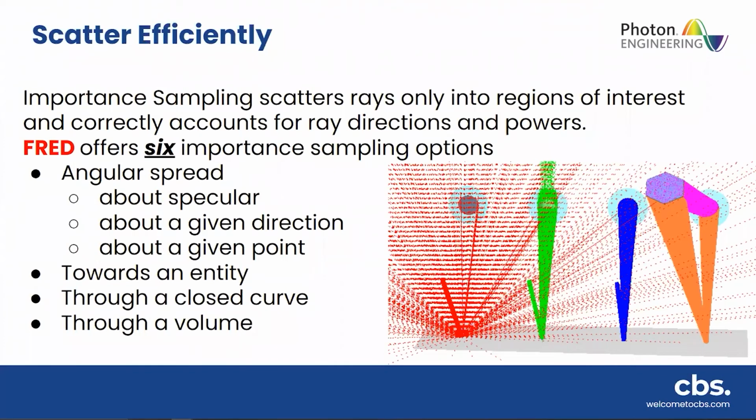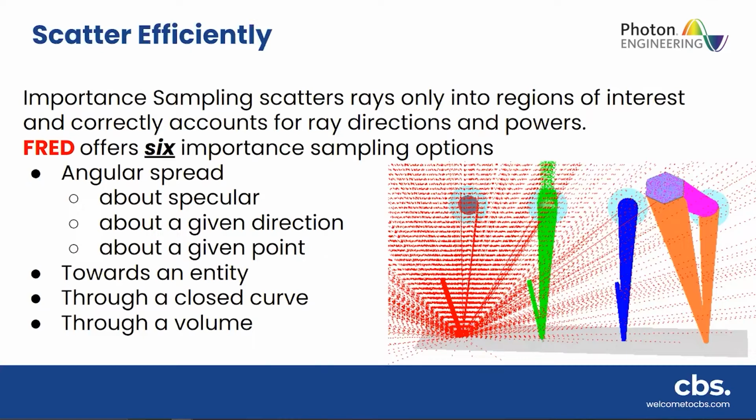In addition to being able to model different types of scatter, Fred is also exceptionally good at efficiently modeling scatter. So importance sampling is something that's used in Fred to make sure that the rays that are scattered go towards regions of interest. And Fred offers 6 different ways of doing this. In other software, you might only see one, but Fred has 6 different ways of doing this. So there's a number of different options to spread light in an angle around some definition. So around a specular ray, around some given point in space, or around a given direction in space. And then there's some other options as well, so we can scatter light towards an entity. So any geometry we've previously defined within Fred, we can use that as a target to actually scatter rays to. Also, the option of defining curves in space and scattering to those curves.